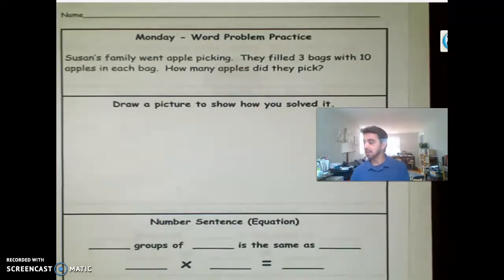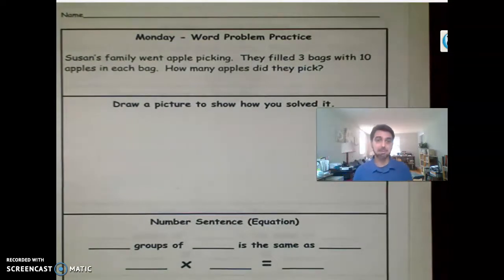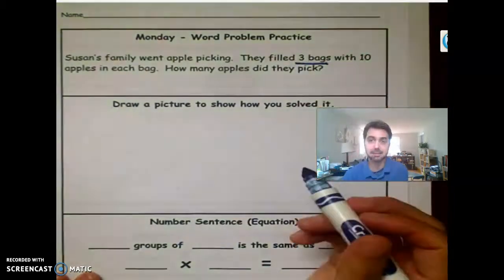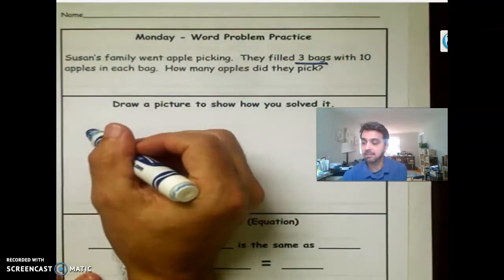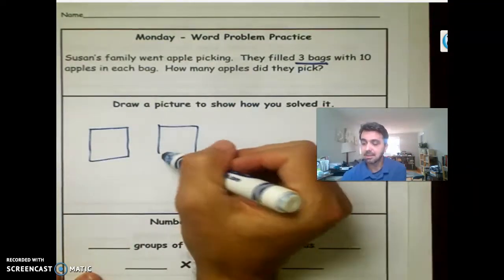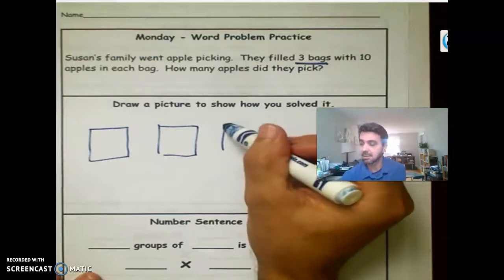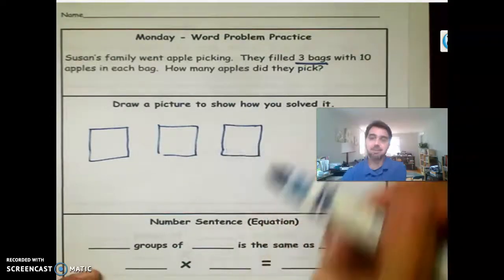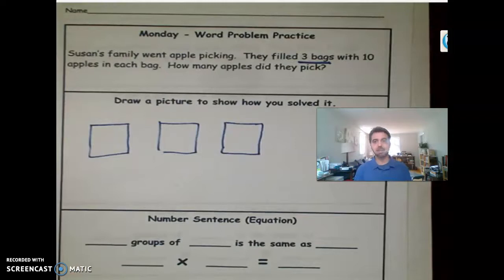Okay, so let's do a little drawing here. I'm going to draw some bags. How many bags should I draw? Well, it says there are 3 bags. So I'm going to draw 1 bag, 2 bags, using rectangles for bags, 3 bags. And there are 10 apples in each bag. If you have 2 different color markers, that would be fantastic.